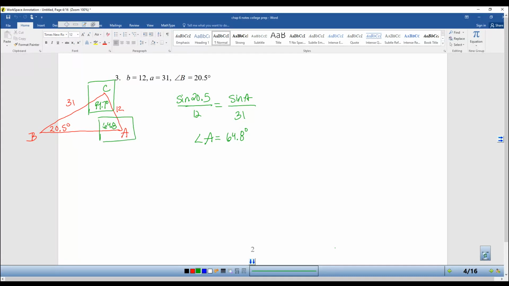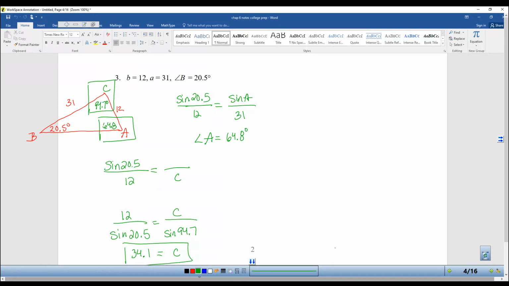So what's the only thing that's still missing? Side C. So to find side C, I'm going to say sine of 20.5. I don't use the A because I just found it. Maybe I found it wrong. So I'm going to use my given matched pair is equal to, this is going to put C on the bottom, right? So you can always flip it if you want to. Not a problem. Or you can deal with it on the bottom. Either way is equal to C over sine of 94.7. Multiply both sides by 94.7, and you'll get C is equal to 34.1.